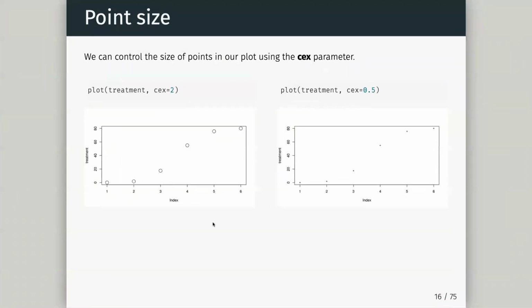We can also, another really useful one is this cex, character expansion parameter. So whatever you're putting inside your plot is a character. We can expand, so like points. If we start putting text in there, those are all characters. If we want to make them bigger or smaller, we just set the character expansion factor, and if we set it to be 2, they will be twice as big. If we set it to be 0.5, they're going to be 50% the size.